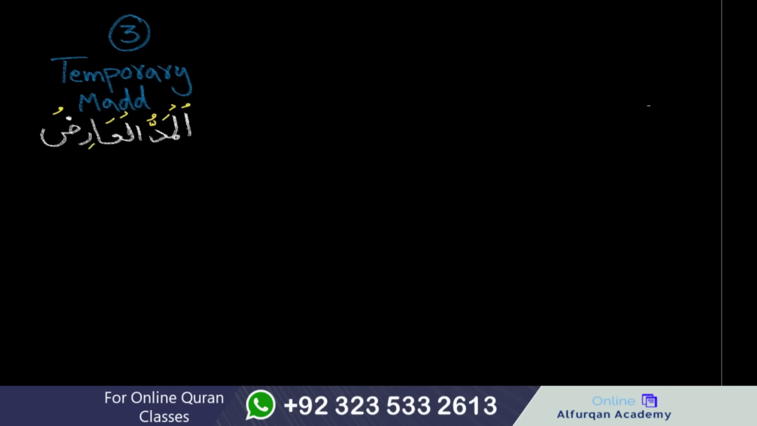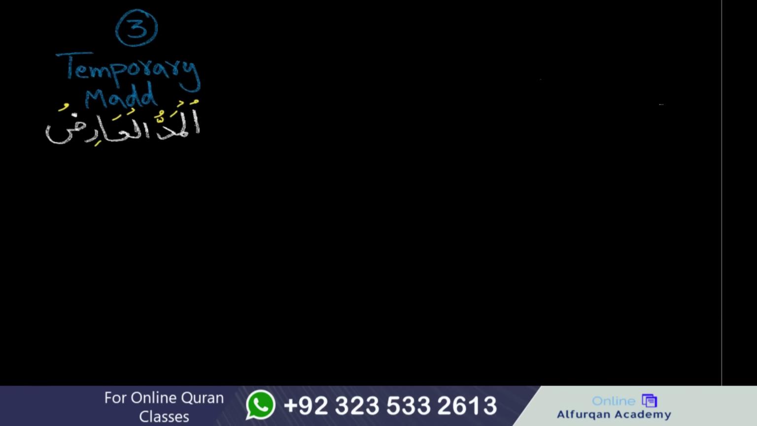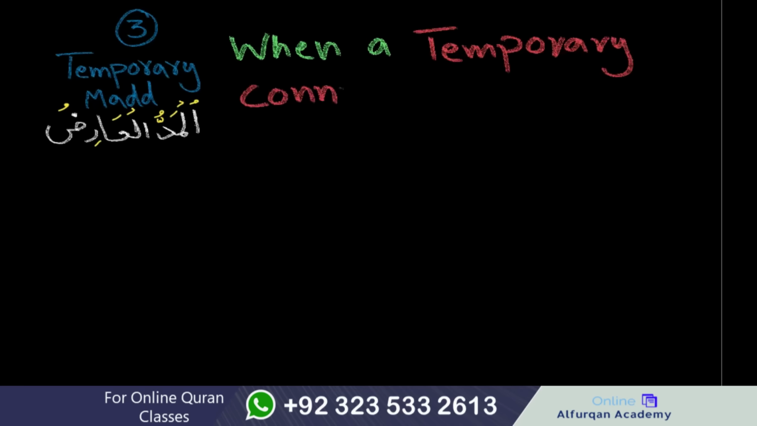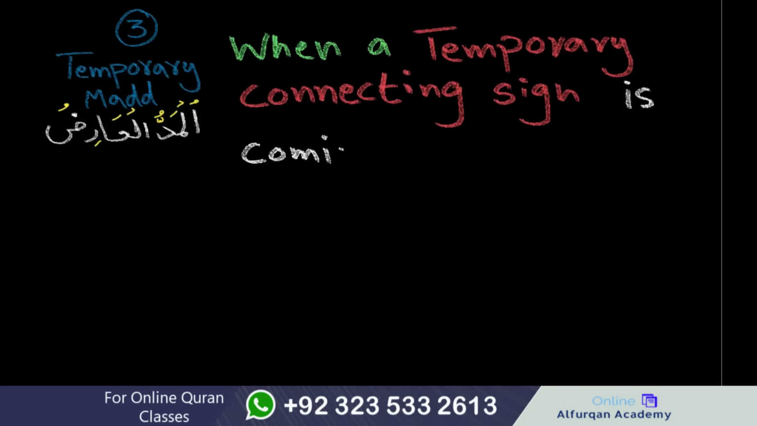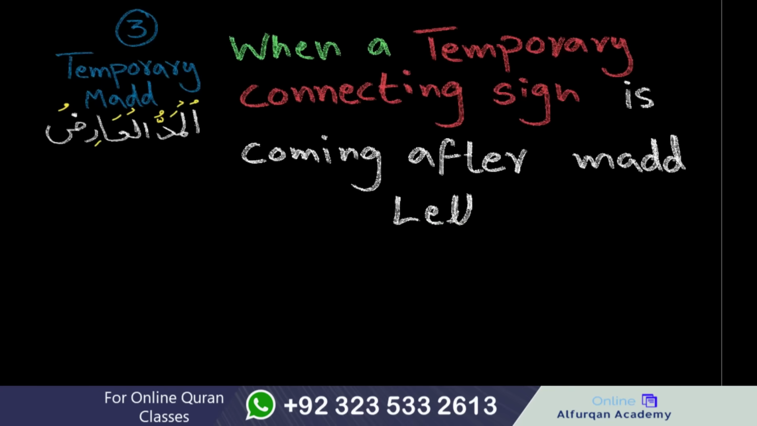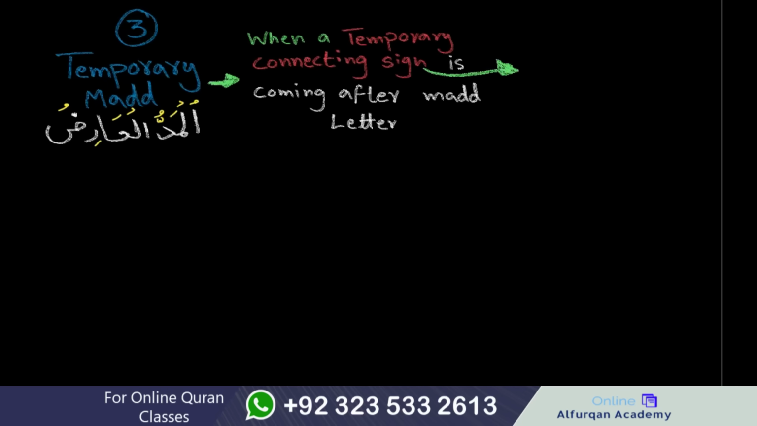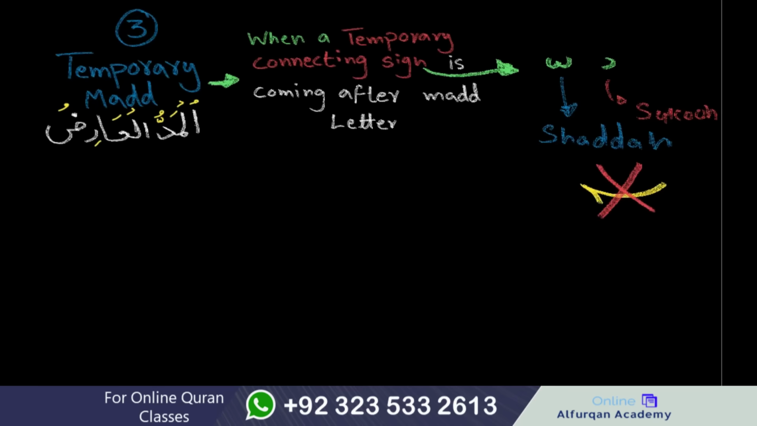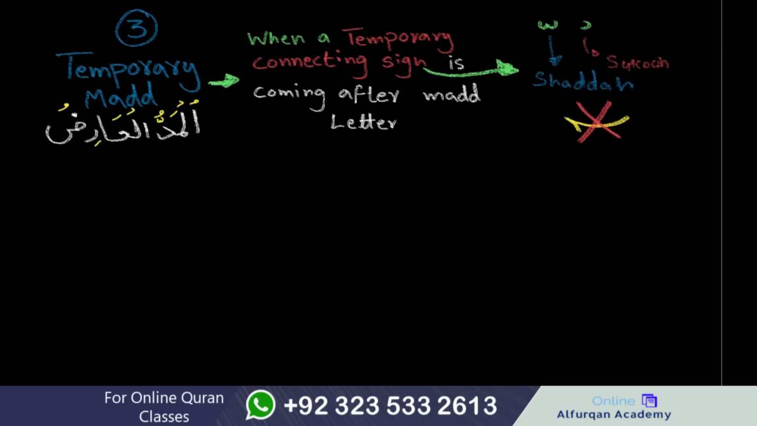In Arabic, we can say al-maddul aarid. The definition of this mad is when a temporary connecting sign is coming after a mad letter. Basically, we have 2 connecting signs in Arabic. The first one is Sukoon, and the second connecting sign is shadda. And for this type of mad, the mad sign is not used. Now let's take a few examples.